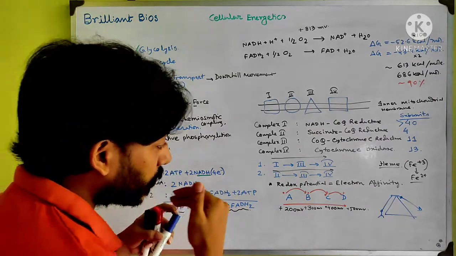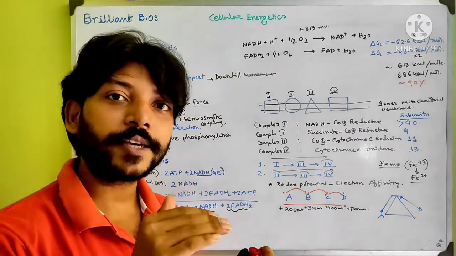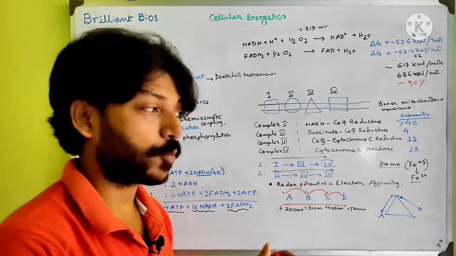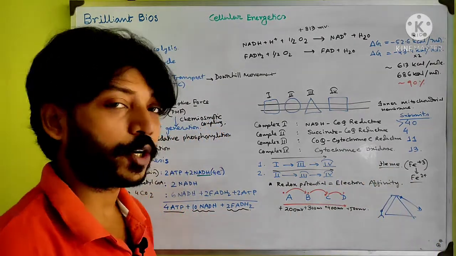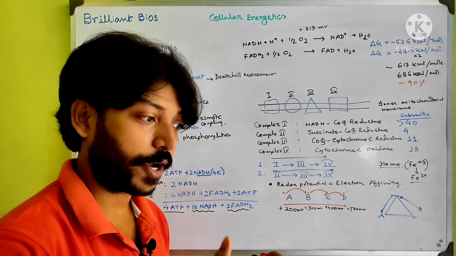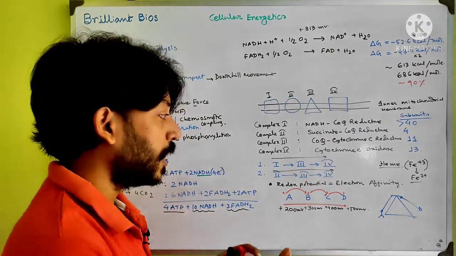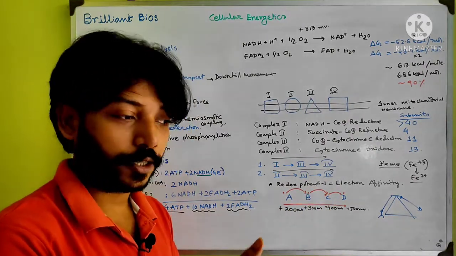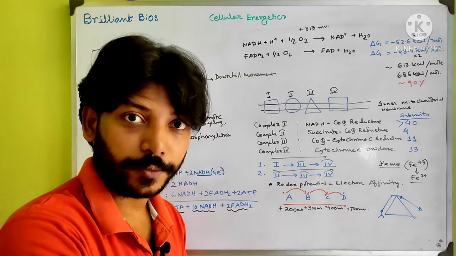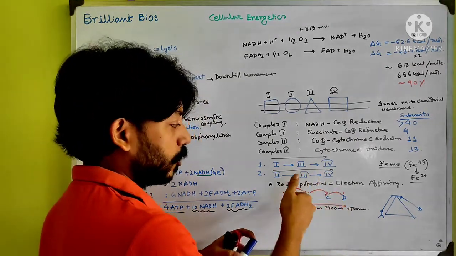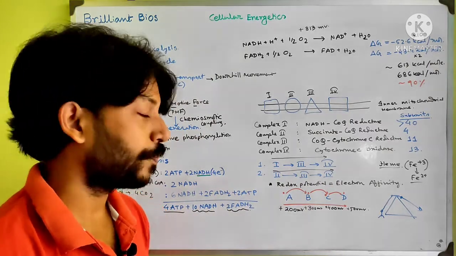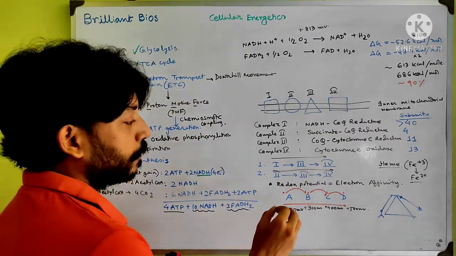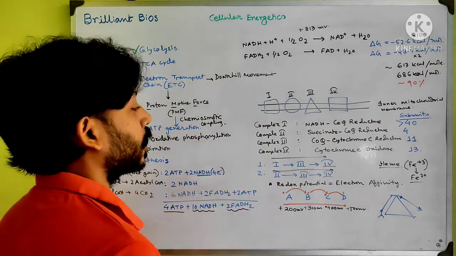So this electron actually flows like water flowing from the hills. It doesn't require any energy, because the immediate molecules that it is moving to have the highest reduction potentials. So this is one important basic concept about this electron transport chain.